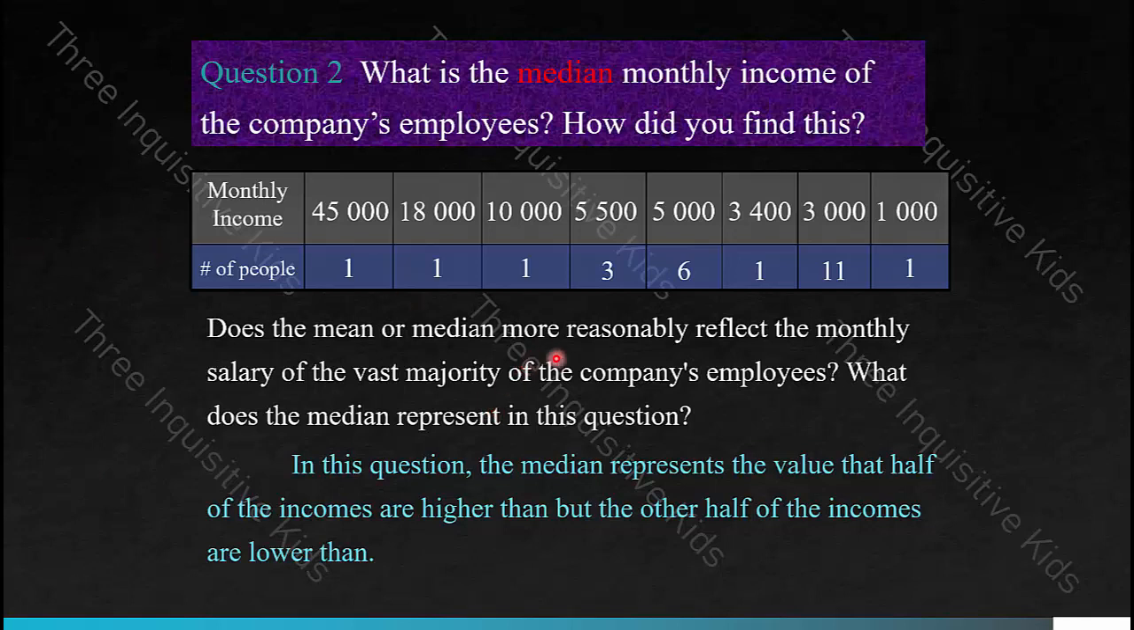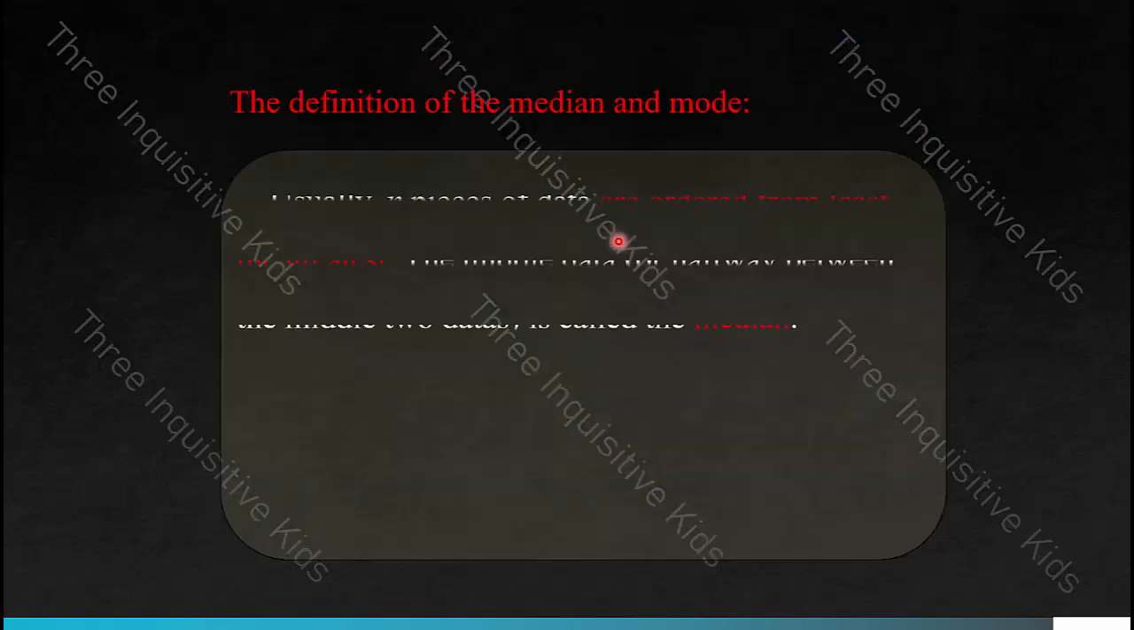So here, with the median, you're finding that middle value in the data set, right in the middle. So half of the incomes are higher than it, and the other half are lower.